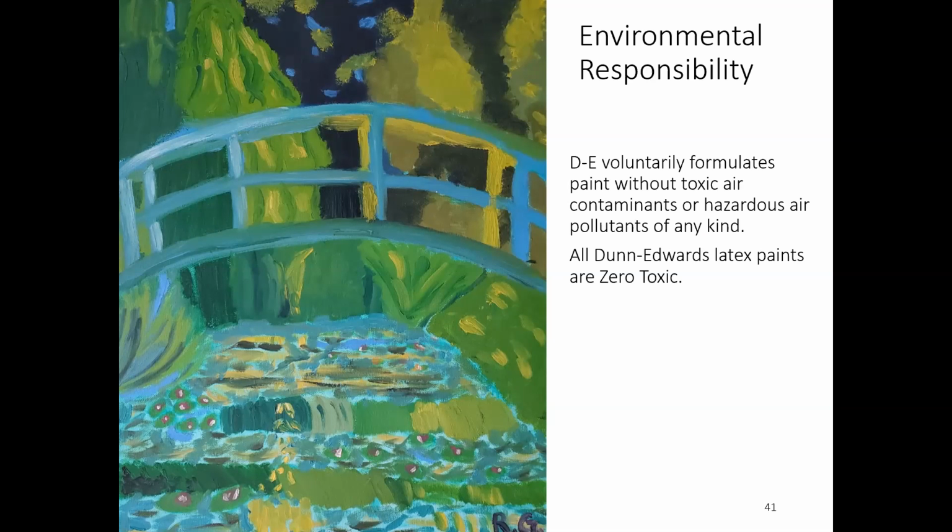Environmental responsibility is hugely important to Dunn Edwards. We're very committed to all things sustainable. That's why we have no Red List chemical ingredients in any of our paint. If you've ever seen a Red List, we don't produce anything with HAPs or hazardous air pollutants or toxic air contaminants. All of our latex paints are zero toxic and definitely low VOC.